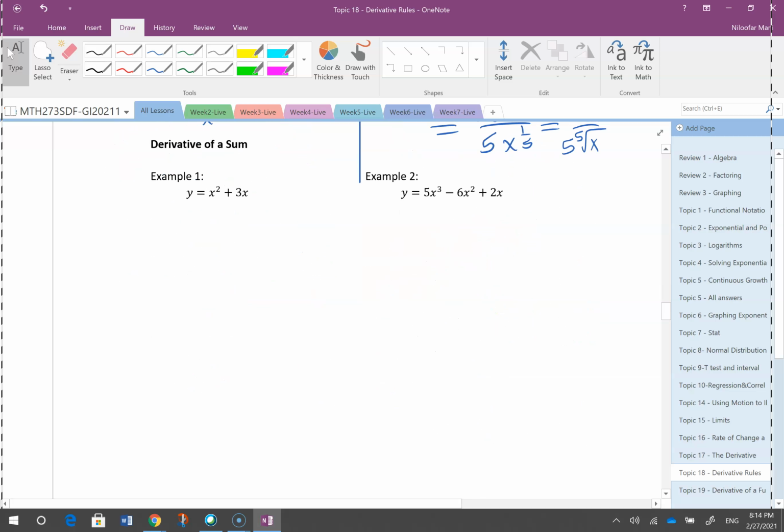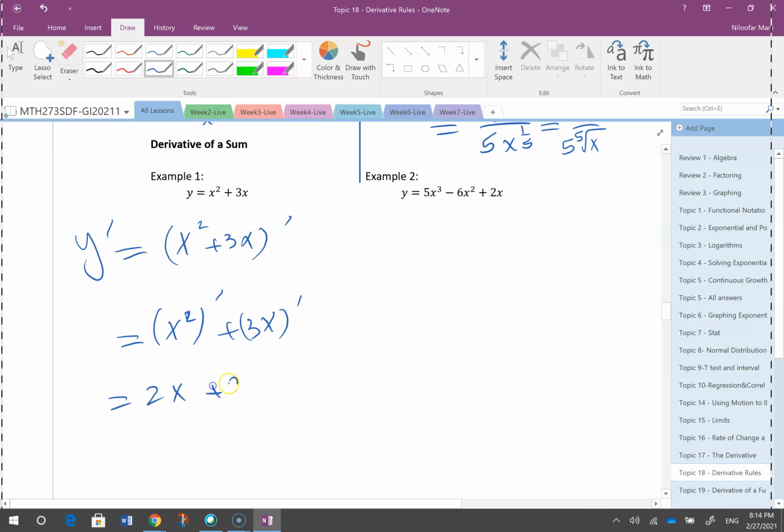Oh yes, here. Derivative of summation and subtraction, both of them, the derivative goes through. So y prime is the derivative of this, step by step. I want to show you step by step. Derivative of first plus derivative of second, which is 2x plus 3, one by one.